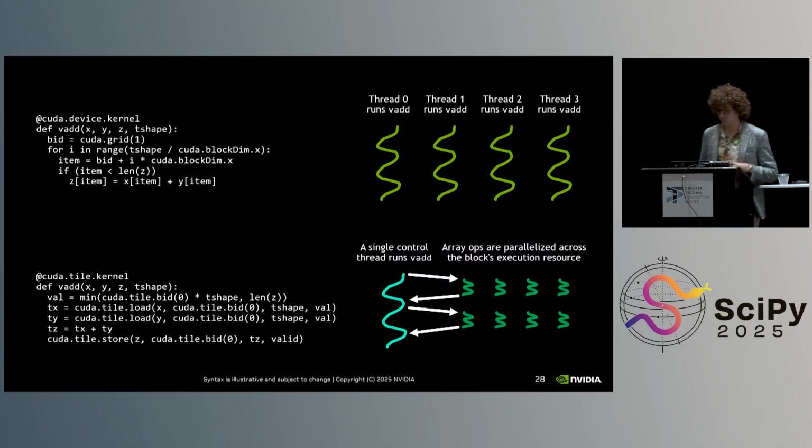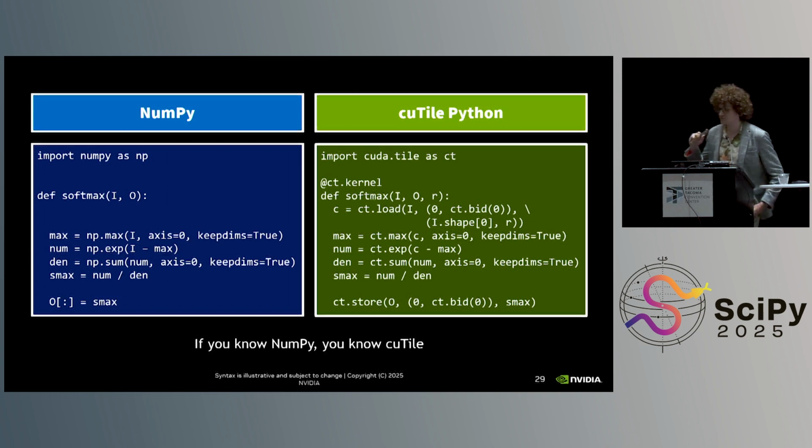So let's look at an example. When running a SIMT kernel, each thread within a block will execute the kernel. But a tile kernel is run by just a single thread per block. Within a tile kernel, we create tiles, which are a special type of local array that you can perform array operations on. Those array operations are sequential with respect to the control thread, but they may be parallelized under the hood by the system using the block's threads and other execution resources. So if you know how to use NumPy, then you know how to use cuTile Python. Here's an example of softmax written on the left in straight NumPy and on the right in cuTile.